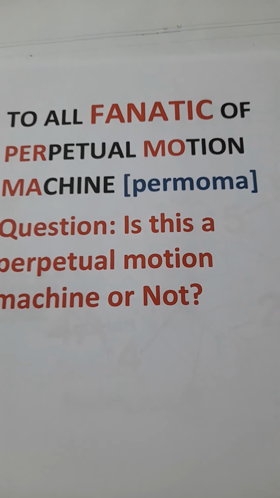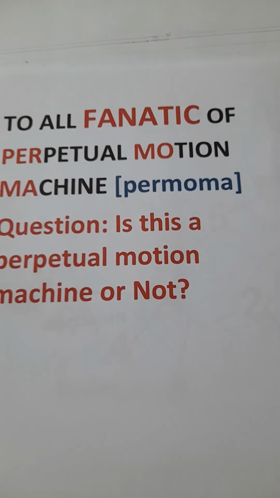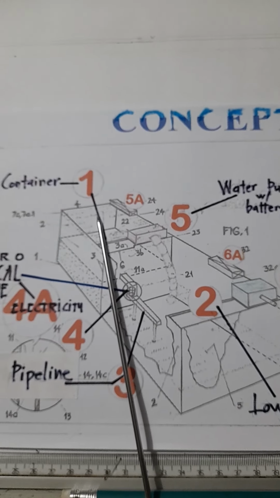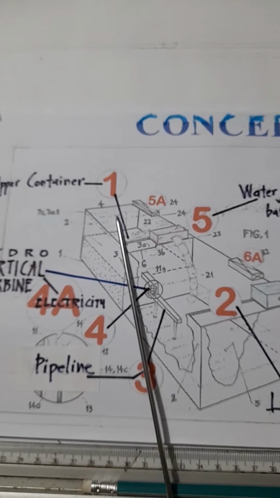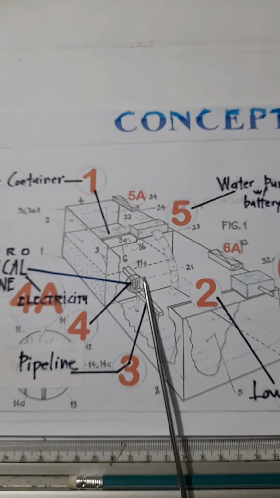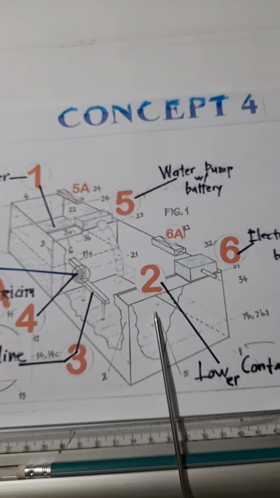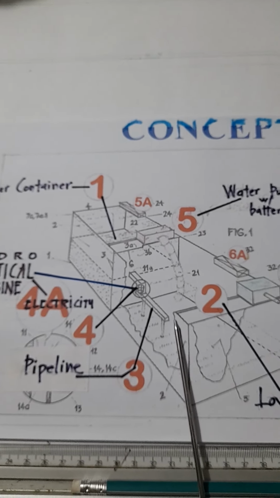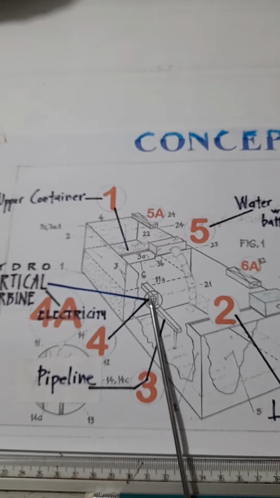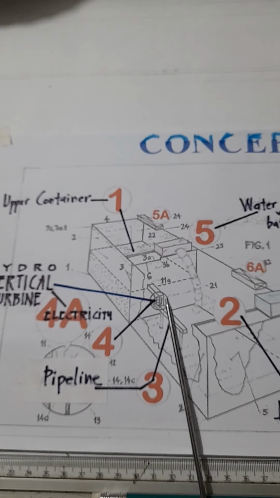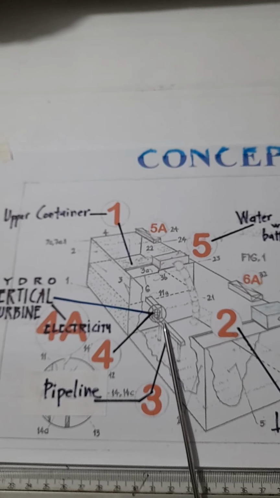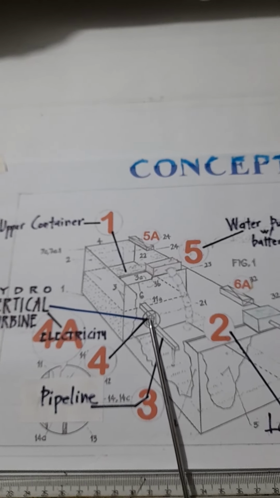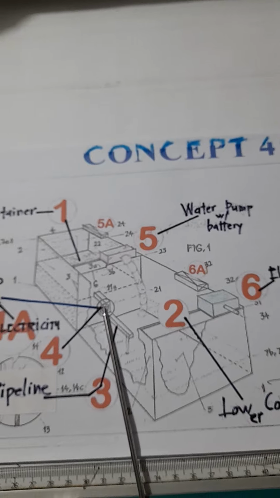To all fanatics of perpetual motion machines, Concept 4. There is liquid in upper container 1, which goes down to container number 2, the lower container, passing through a pipeline. Inside the pipeline, there is a vertical turbine. The vertical turbine rotates because of the flow of liquid, and it will generate electricity.